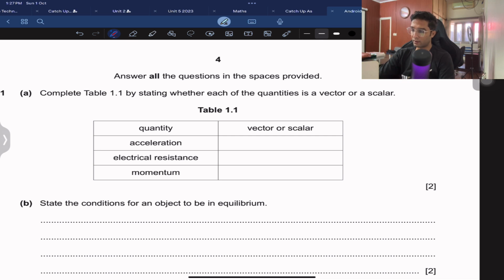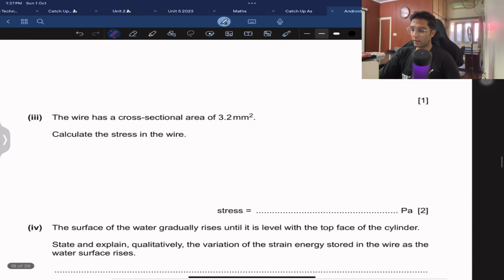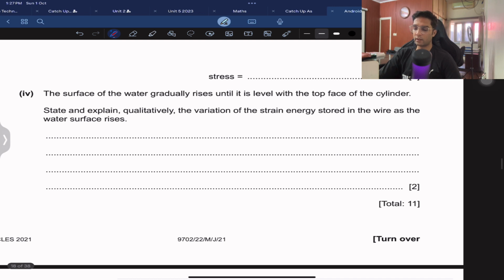In this question, it says that there is a wire that is basically like there's a seabed, and they've connected the wire there, and obviously due to the upthrust and weight, something is like floating. It's sort of a less dense material than the water. Anyway, so going down, it says the surface of water gradually rises until it is level with the top face of the cylinder, and it asks to explain qualitatively, which means you only need to use words to do that. You don't need numbers to explain that. The variation of strain energy as the water level rises.